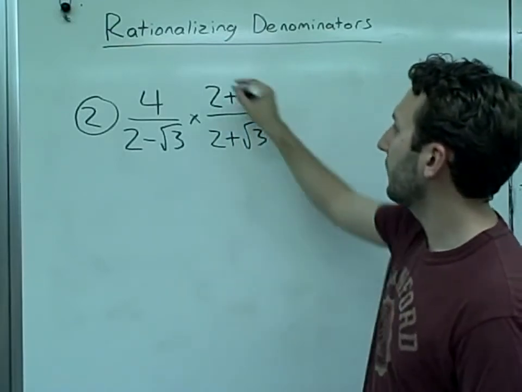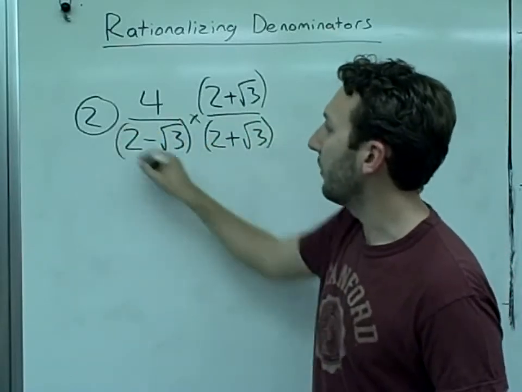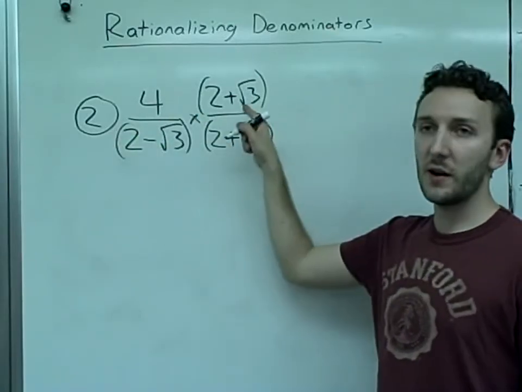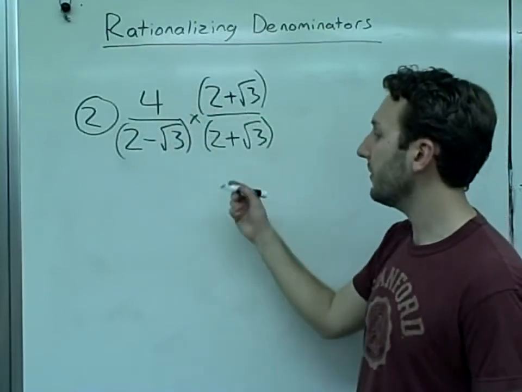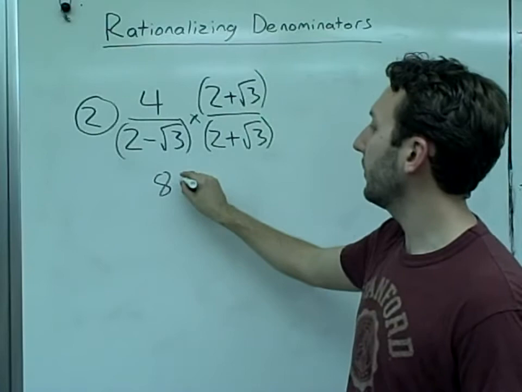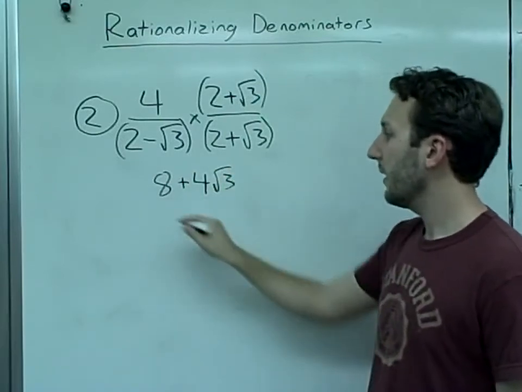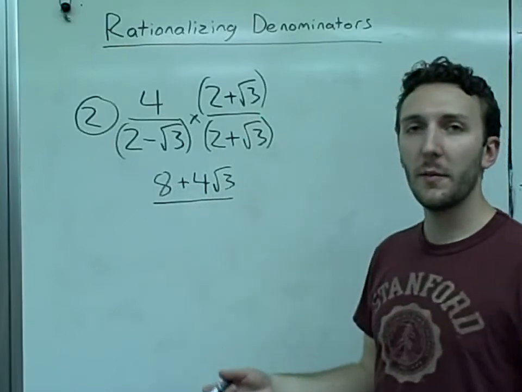Okay? So again, we have to just treat all of these like they're in bubbles, and we have to distribute across the top. So 4 times 2, that's 8. 4 times radical 3 is plus 4 radical 3. Alright? That's the easy part. Now the bottom is the hard part.